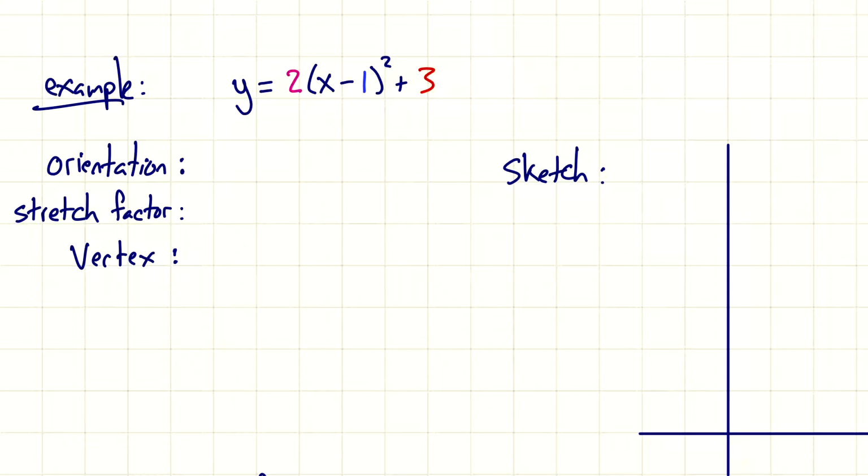All right, so if you said positive, you would be correct, right? So it has positive orientation, which means it's going to look something like a U shape. I put a little parabola there as a reminder of what it's going to look like.